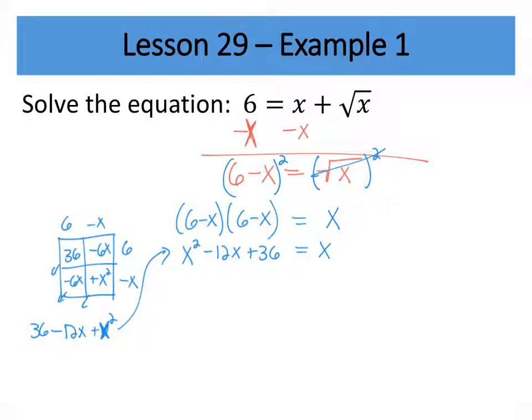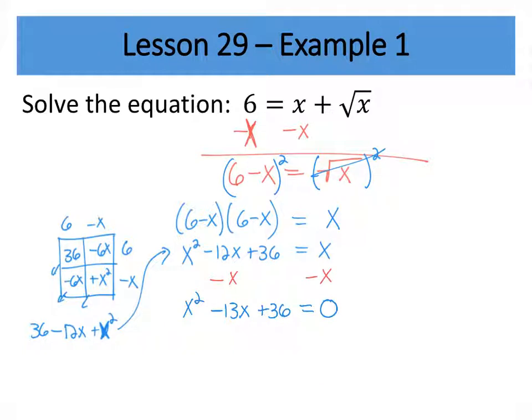So I just took this 6 minus x times 6 minus x, I multiplied it, and I rewrote it down below. So I'm just expanding it through multiplication. Well, now I'm going to subtract the x from both sides. So I've got x squared minus 13x, because I'm combining like terms, plus 36 equals 0.